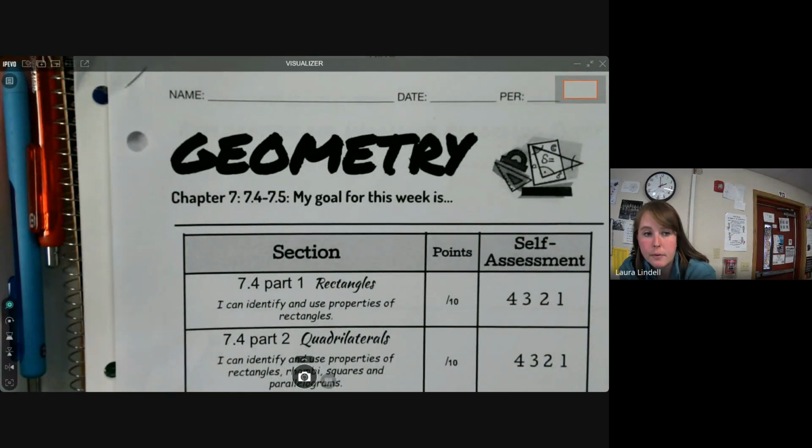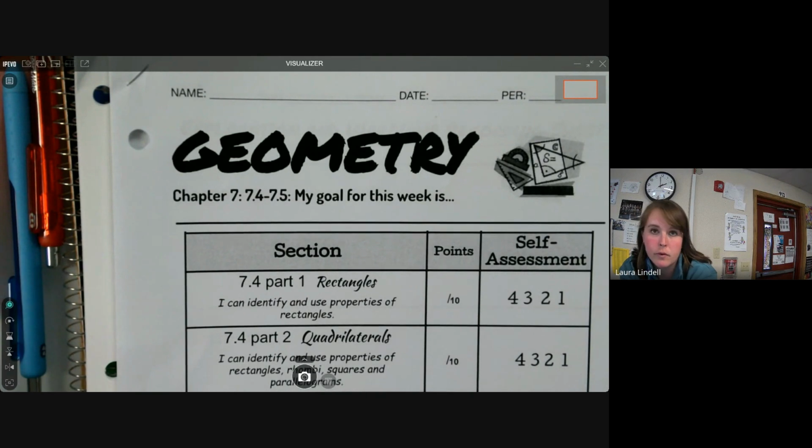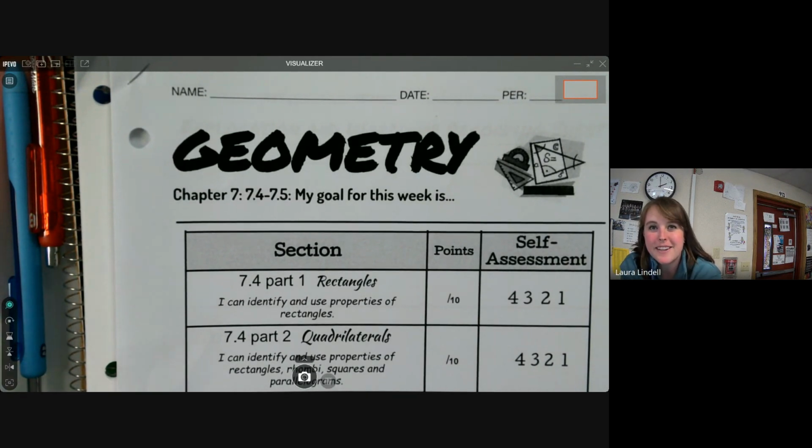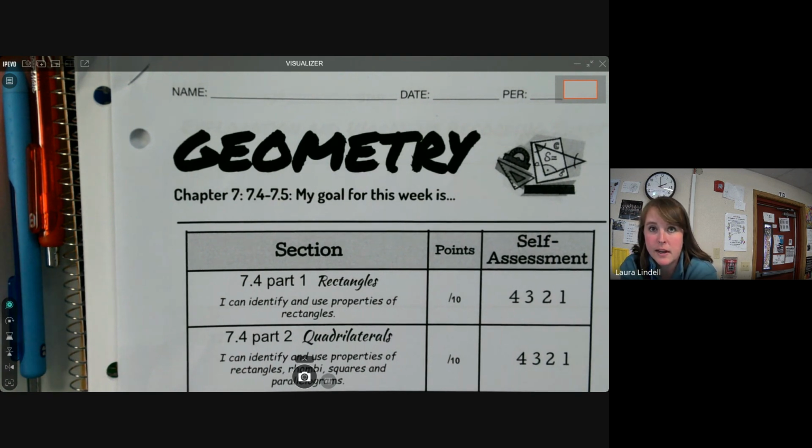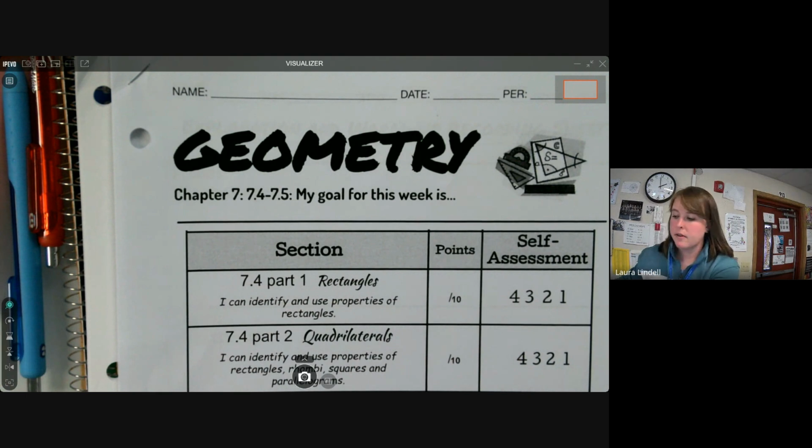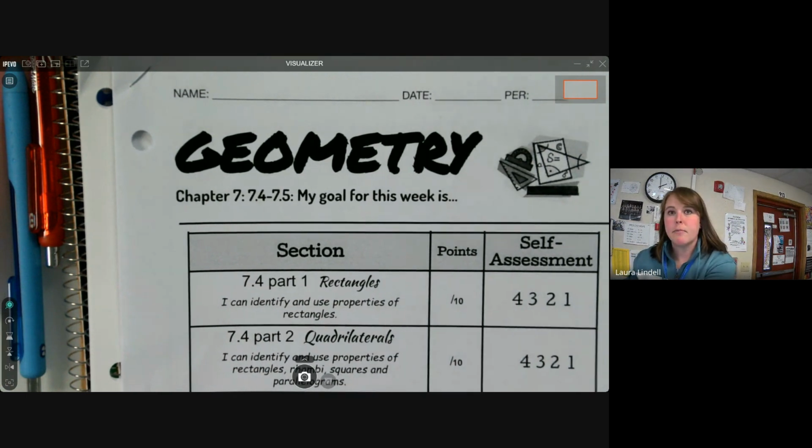So here we go. 7.4 part 1 is all about rectangles, which, hopefully we've heard something about rectangles before in our previous life experience and whatnot. But we're going to go over some of the more properties of rectangles that you might not have heard before. Some of them you maybe have, some of them you maybe not. So here we go. Go ahead and flip to the notes in your brand new packet for 7.4 part 1.